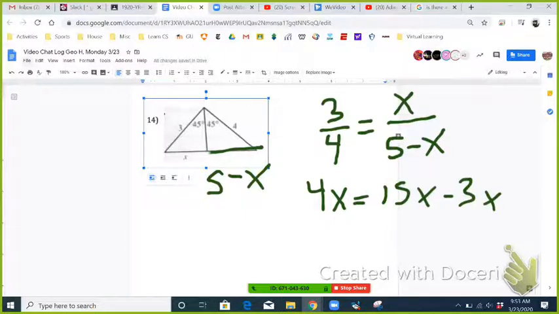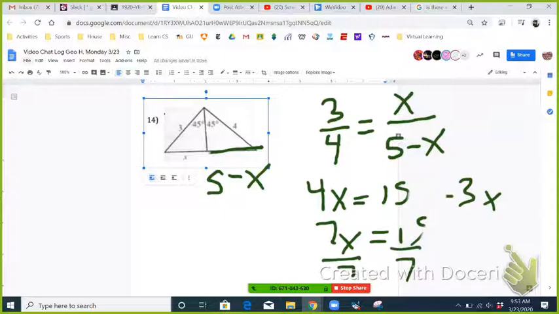And then cross multiply, so we get 4x is equal to 15 minus 3x. Double checking that, yep. Then you can add 3x to both sides, and you get 7x is equal to 15x. Wait, what am I doing here? There's no x here. It should be 15, my fault. So yeah, 3 times 5 minus x is 15 minus 3x. Add 3x to both sides, 7x equals 15. And then divide by 7, and you get x is equal to 15 over 7.